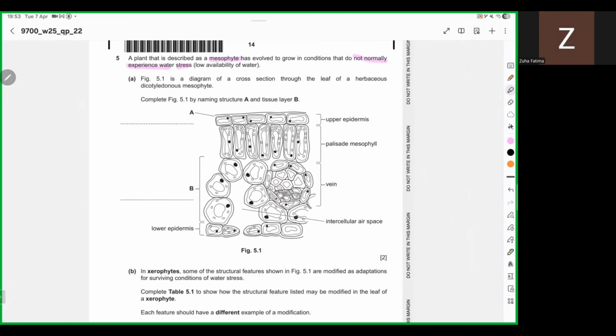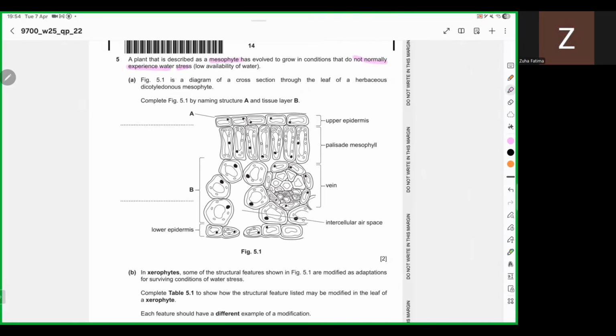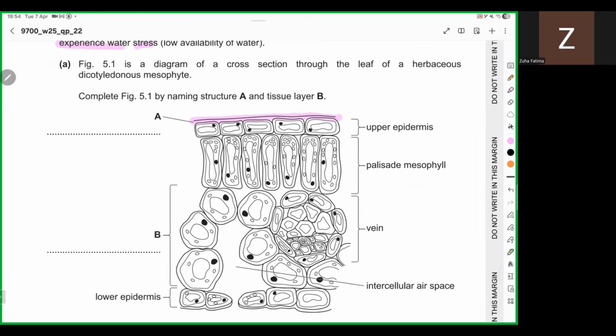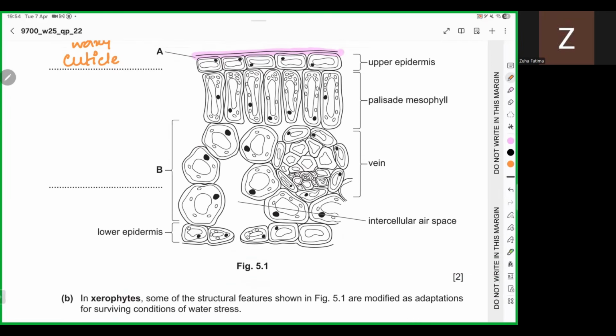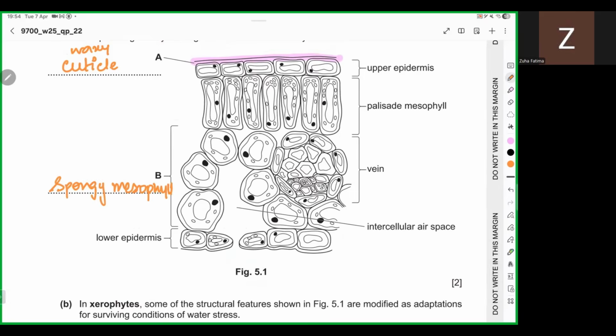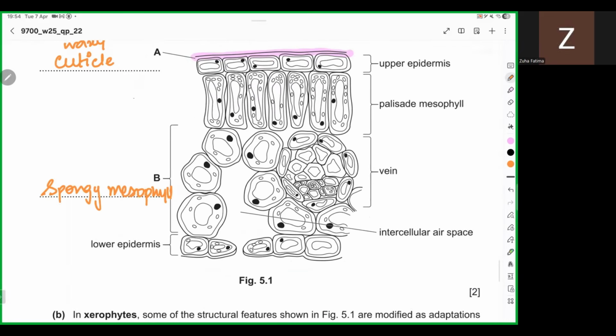Figure 5.1 is a diagram of a cross section of a leaf of a herbaceous dicotyledonous mesophyte. We complete figure 5.1 by naming structure A and the tissue layer B. Structure A is basically a layer above the upper epidermis, so that is the layer of cuticle. We can call it the waxy cuticle, or just cuticle. B is basically a layer of spongy mesophyll cells. They're asking us to name the tissue layer, not the cells. So we write spongy mesophyll tissue, not spongy mesophyll cells.